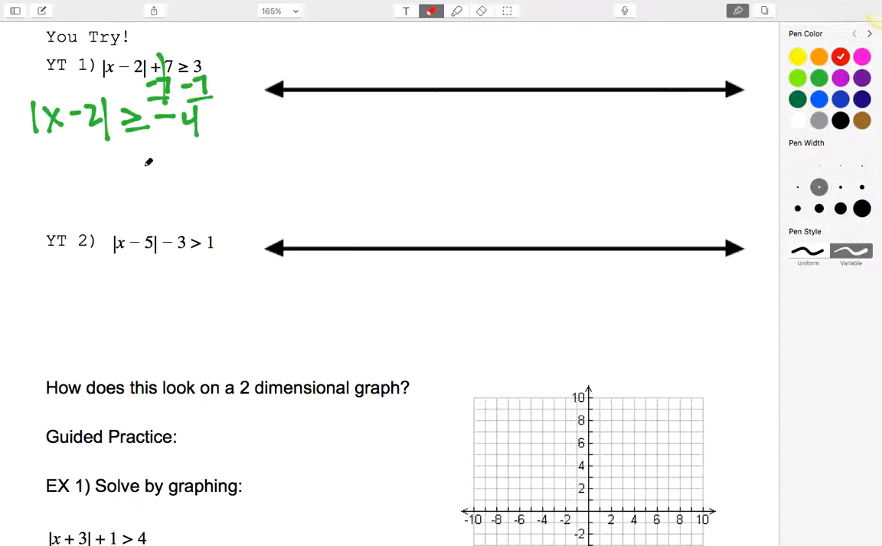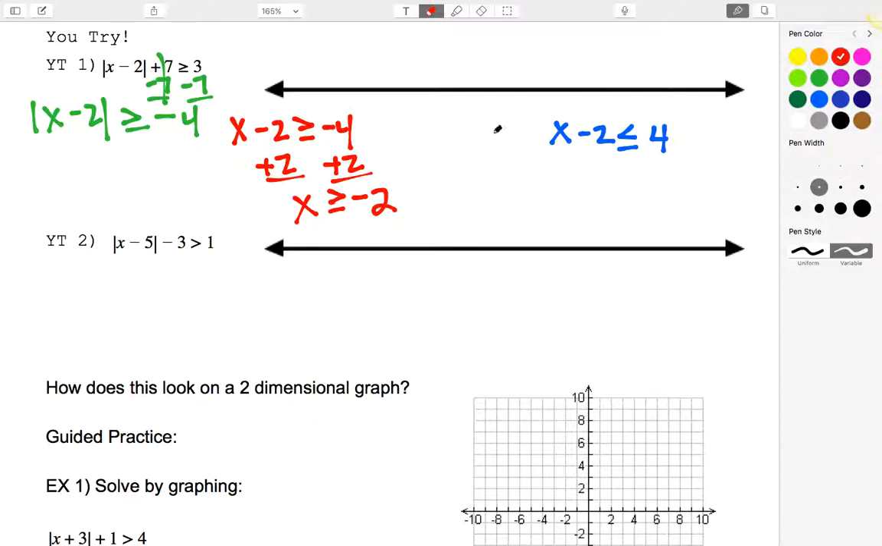So when I go to solve this, I have to write it twice. x minus 2 is greater than or equal to -4. And I'll say x minus 2 is less than or equal to +4 because I changed the sign. To solve the red, I'll add 2 to both sides and get x is greater than or equal to -2. For the blue, I'll go ahead and do the same by adding 2 to both sides. However, this one says x is less than or equal to 6. When I graph this on the number line, -2 would go here, numerically, and 6 would go here.